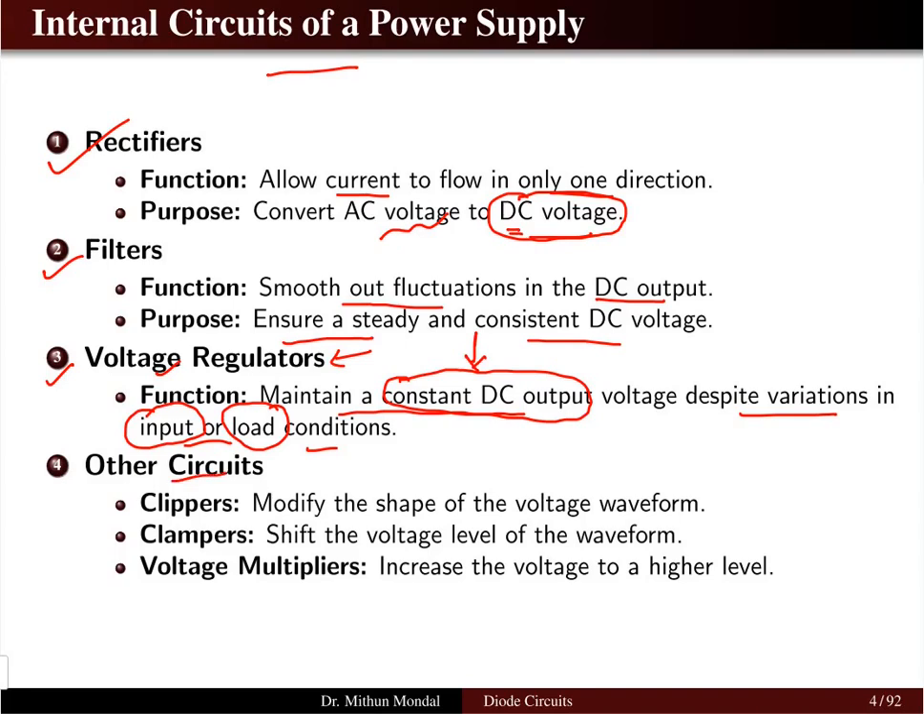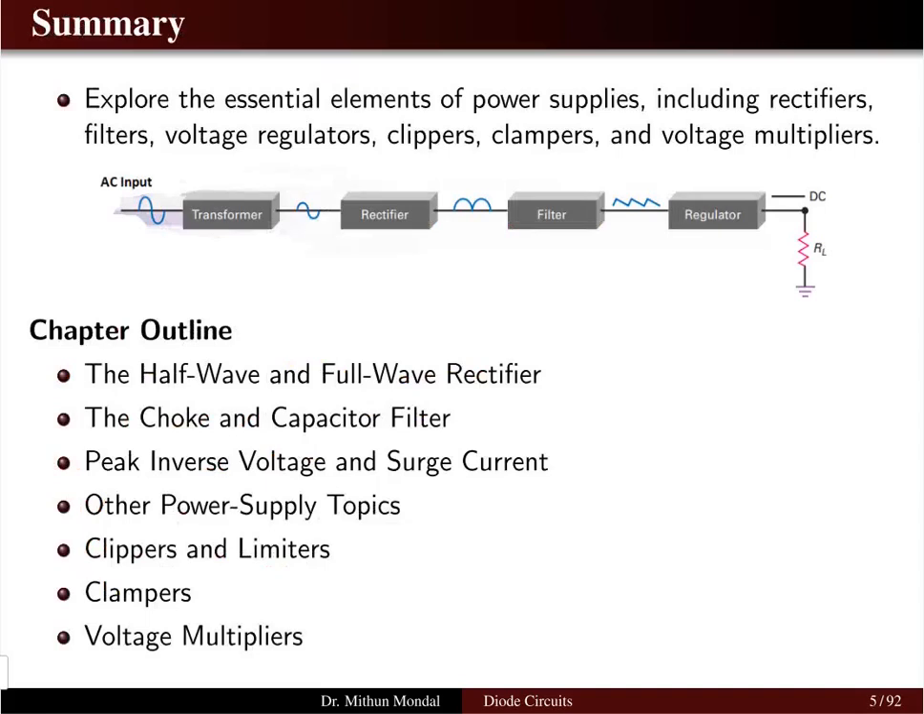Other circuits that are also required, and which we will discuss, are the clipper circuit, the clamper circuit, and the voltage multipliers. Clippers are used to modify the shape of the voltage waveform. Clampers shift the voltage level of the waveform from one level to another, and the voltage multiplier increases the voltage to a much higher level. These are the other types of circuits that we discuss under the category of rectifier diode circuits. So the chapter will essentially discuss the power supply that includes the rectifier, filter, voltage regulators, clippers, clampers, and the voltage multipliers.